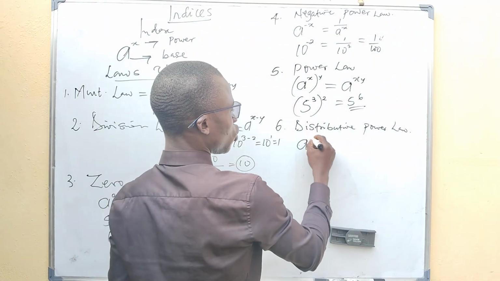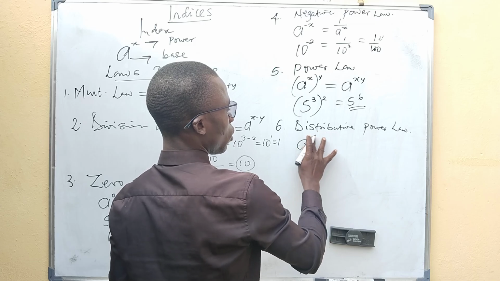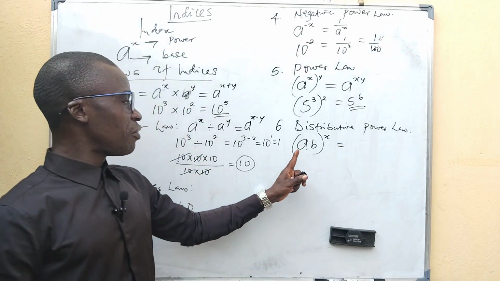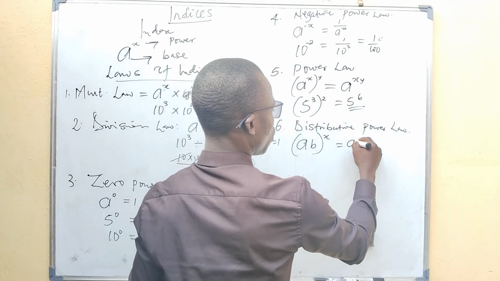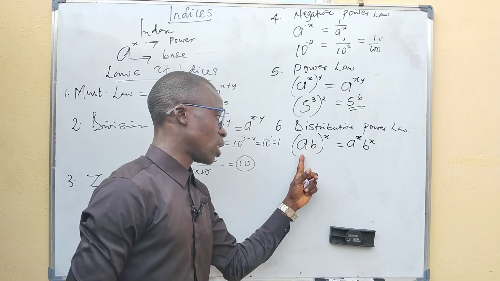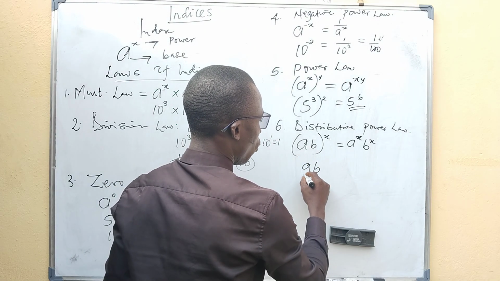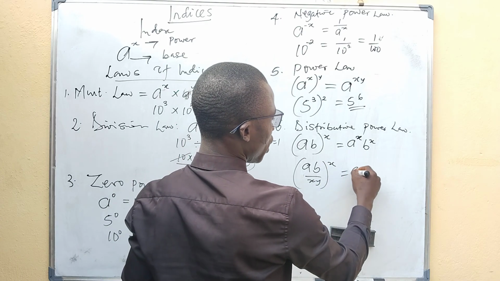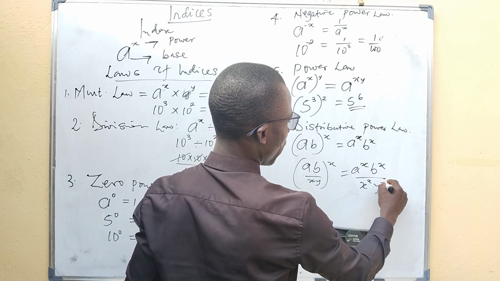If I have ab raised to power x, remember this bracket is governing both a and b. So it will be a raised to power x, then b raised to power x. That's just you've distributed it. Now, what if I have ab over xy, all raised to power x? That will give us a raised to power x, b raised to power x over x raised to power x and y raised to power x.